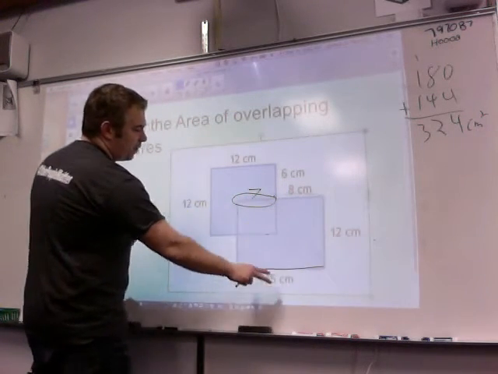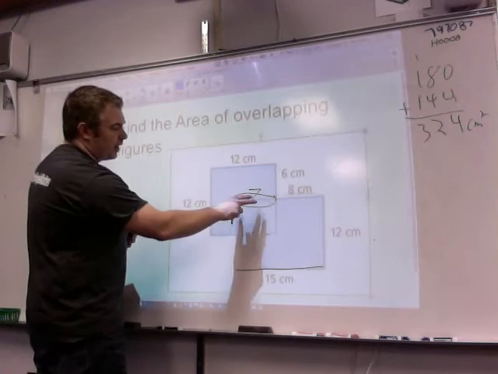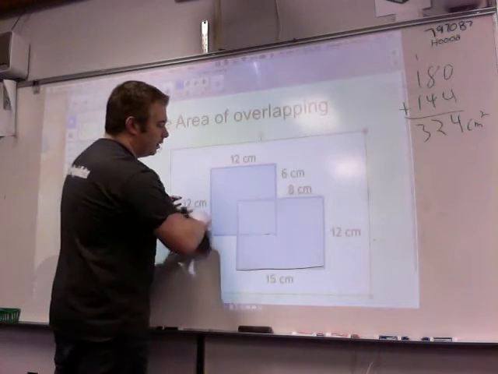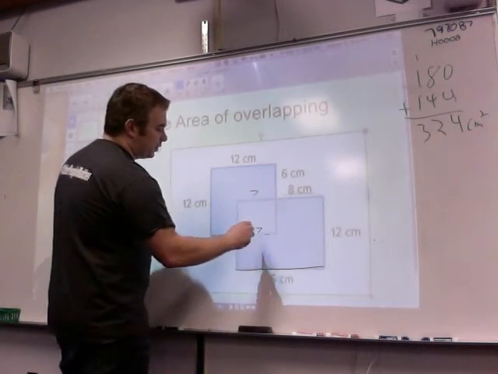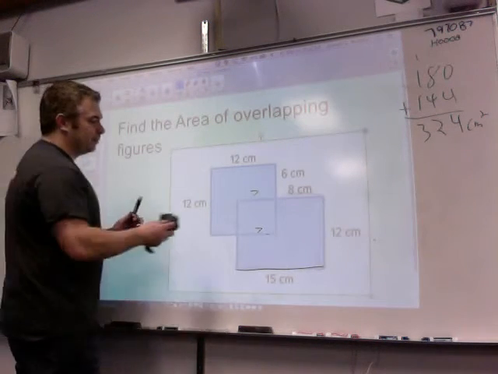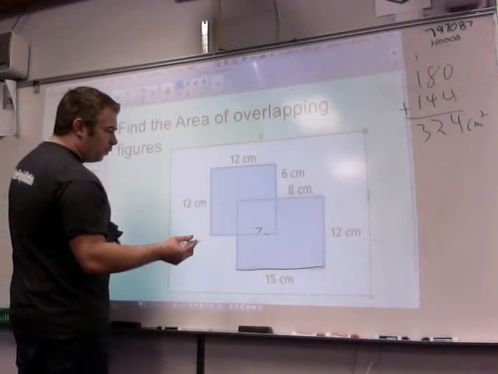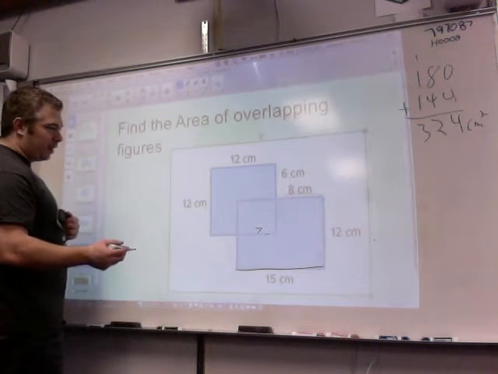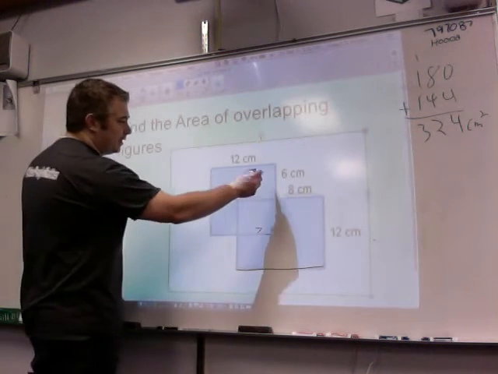7 plus 8 equals 15. But I don't need to know that for this middle square. I just need to know that my base is 7. Both of those sides are 7. Okay. Now I need to find the height. So, what can I do here? What can I do? Ooh, I see.